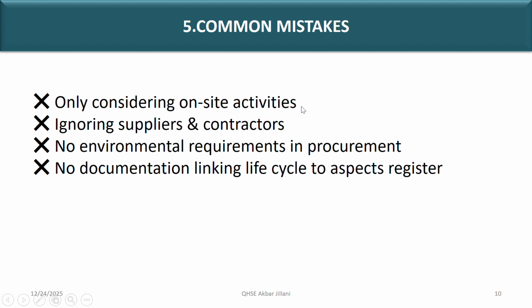Now over here, common mistakes: only considering on-site activities. If we are auditing only the site activities, ignoring suppliers and contractors, no environmental requirement in procurement. See the policy: do they have a green procurement policy in the organization, or not. No documentation linking life cycle to the aspect register. In fact, in the aspect register they will definitely have it.